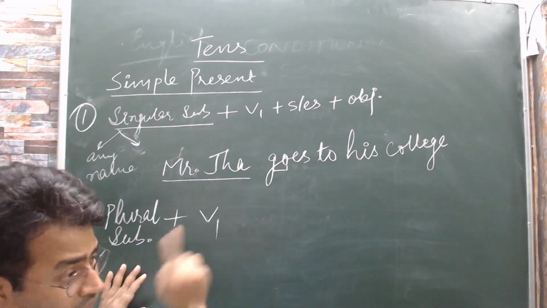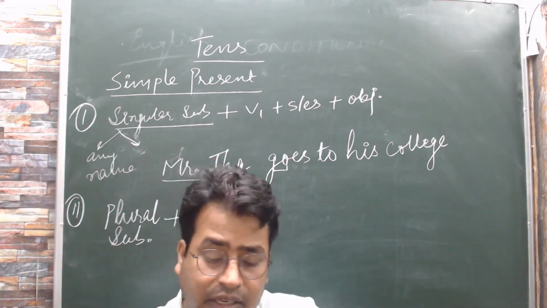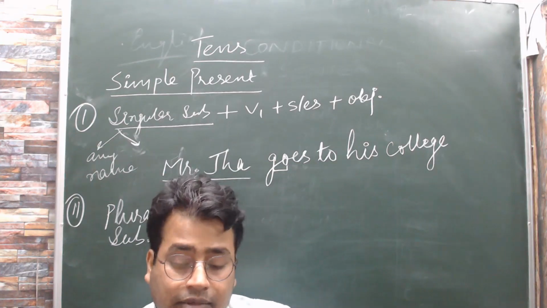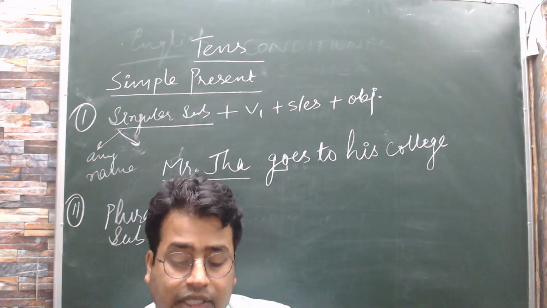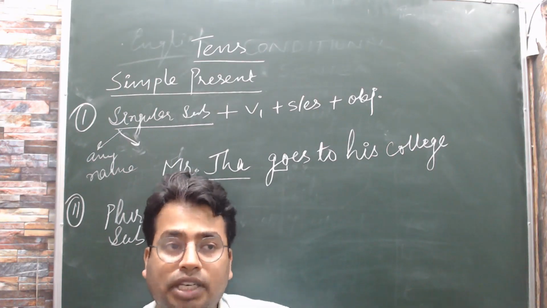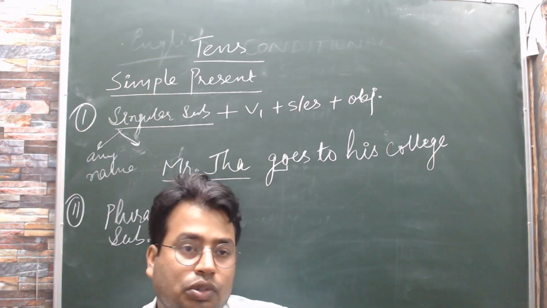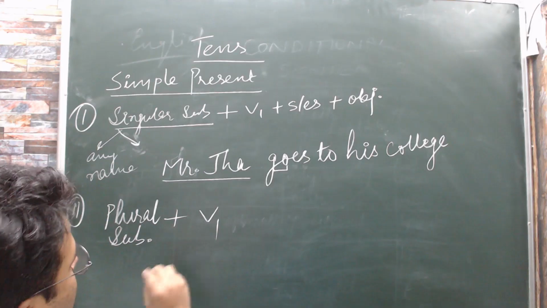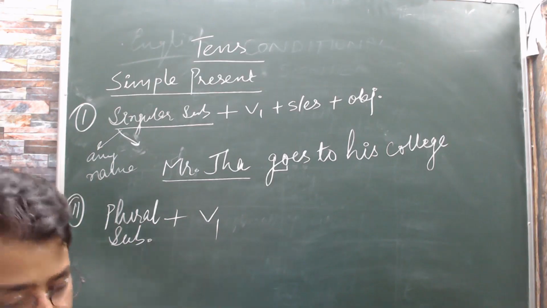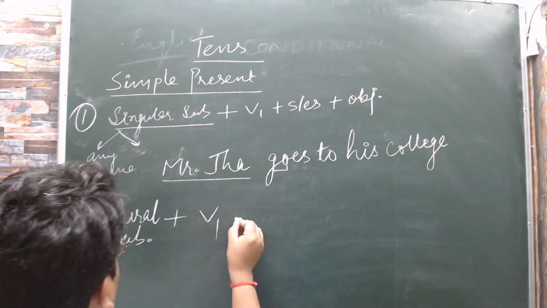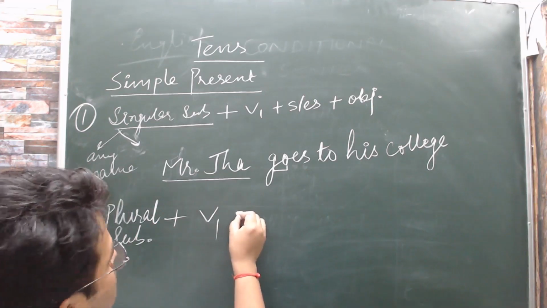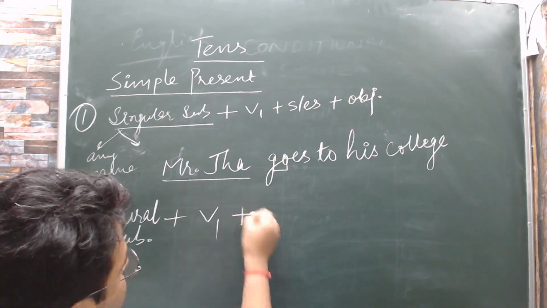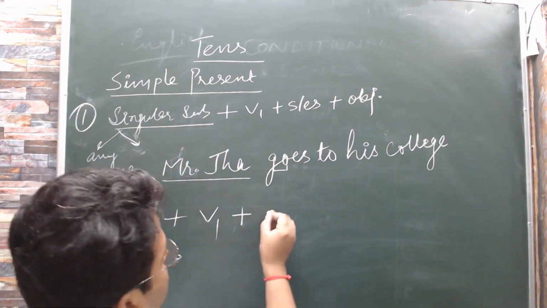It is very helpful to understand the questions which come in CGL, and to understand the subject chapters like conditional sentences, subject verb agreement, and all of them. So don't get bored, because it will be very helpful to understand this English subject, right? So plural subject plus verb first form, then object.